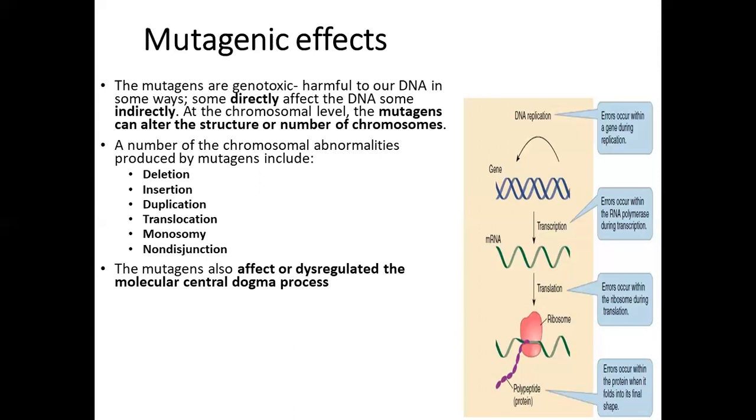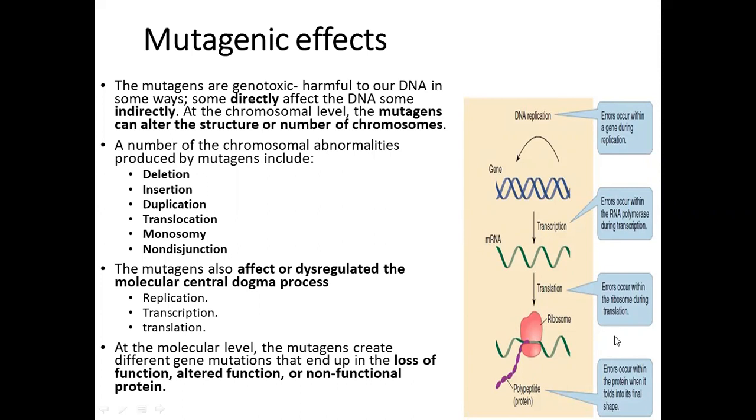And then these mutagens can also affect or dysregulate the central dogma of molecular biology process as depicted on the diagram there. It can affect DNA replication, therefore an error can occur there. It can affect the transcription process. It can affect the translational process as well. So they can also affect the central dogma of molecular biology.